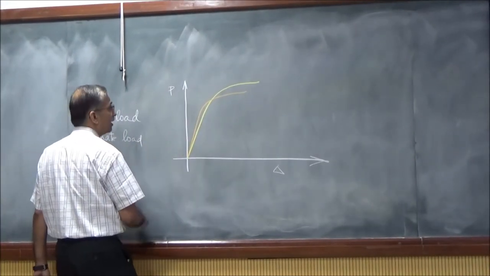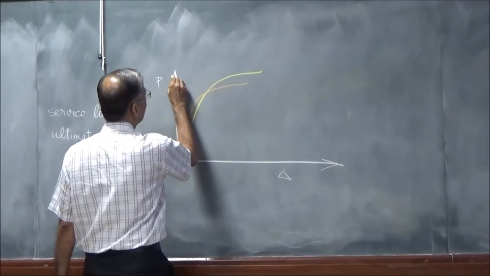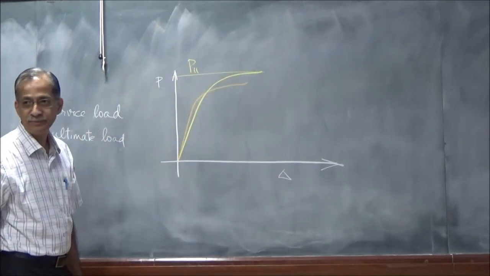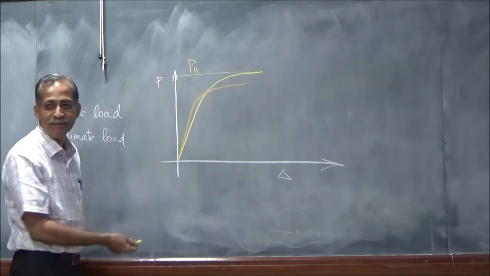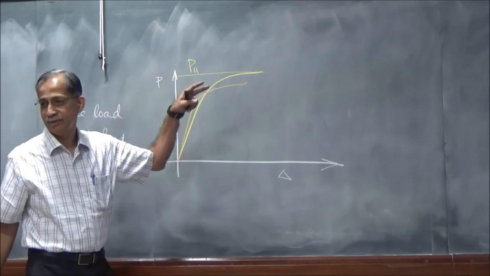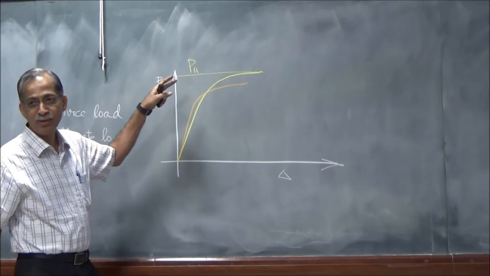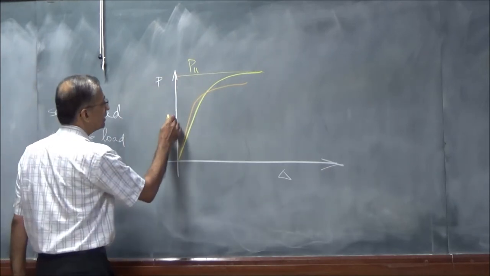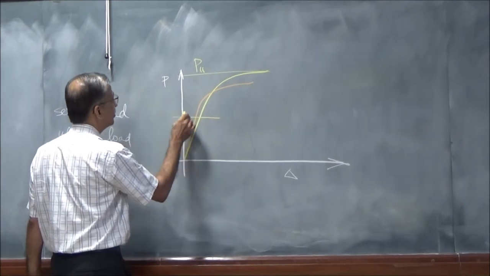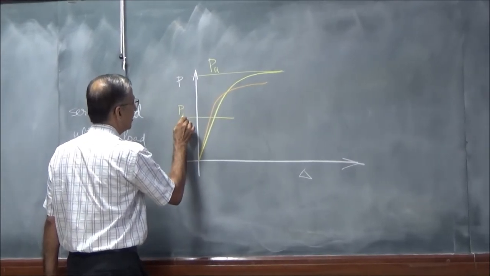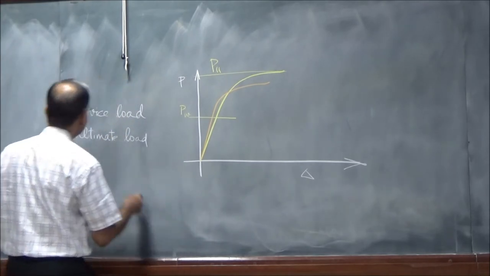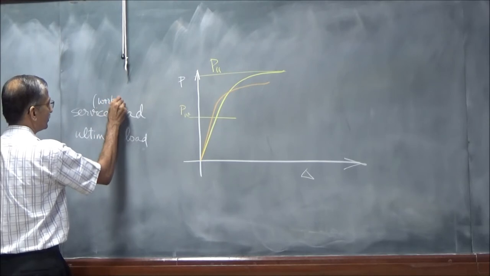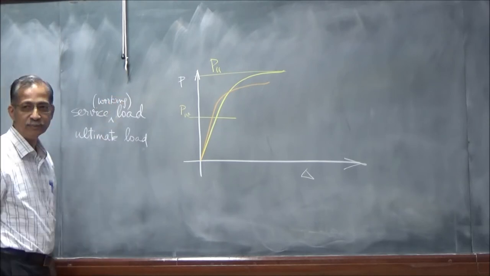If I take the yellow line, this is ultimate. Service is much lower because this is an extreme load. Right? It's an extreme load and the element or structure is going to collapse at that load. Whereas service loads are usually somewhere here, you could call it W. So service, or sometimes we say work. You get it?